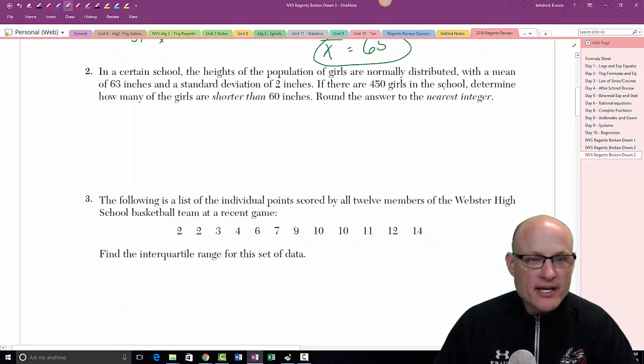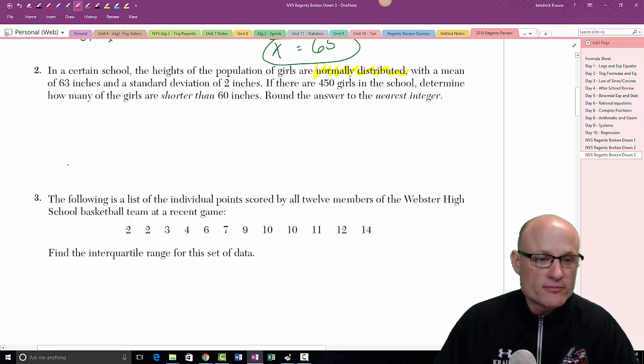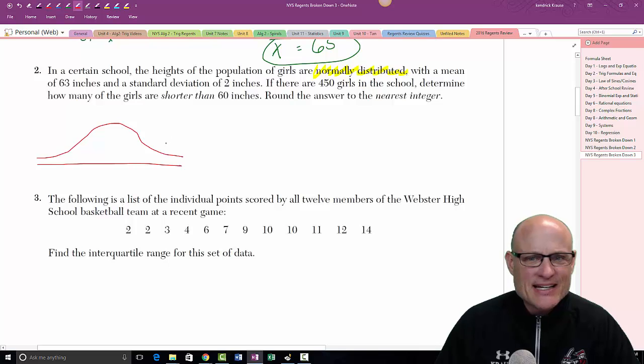All right. In a certain school, the heights of the population of girls are normally distributed. As soon as I see the words normally distributed, I can draw in my normal distribution curve. So let me do that. Try to do that accurately. It said they have a mean height of 63 and a standard deviation of 2 inches. So I'm going to immediately go 61, 65. Now it says if there are 450 girls, determine how many are shorter than 60 inches.